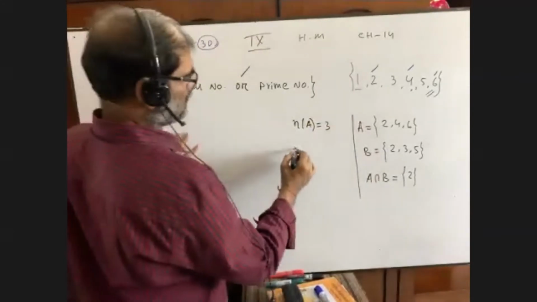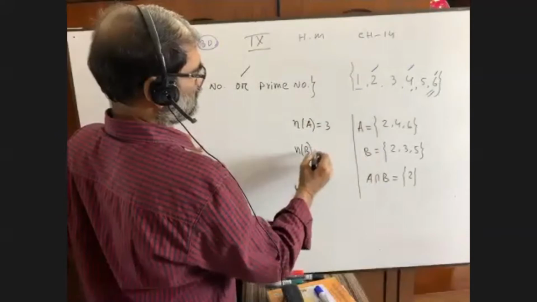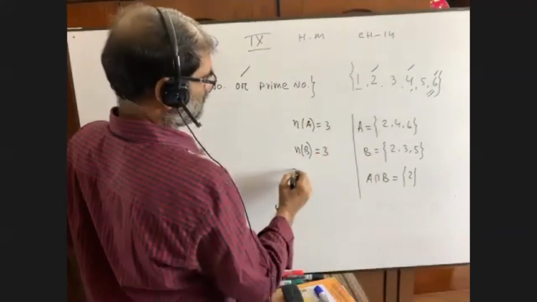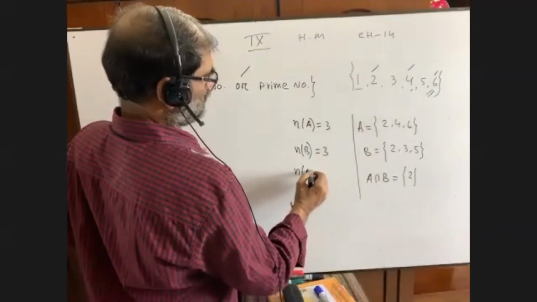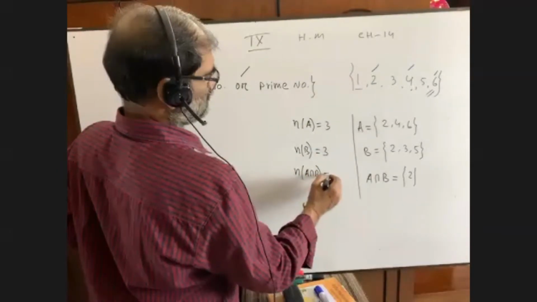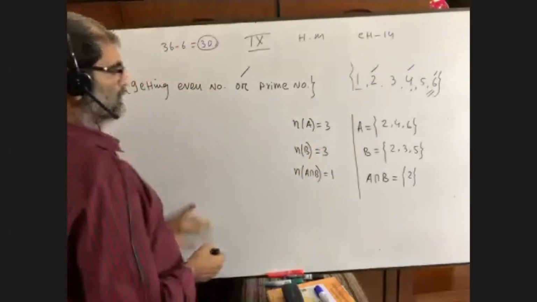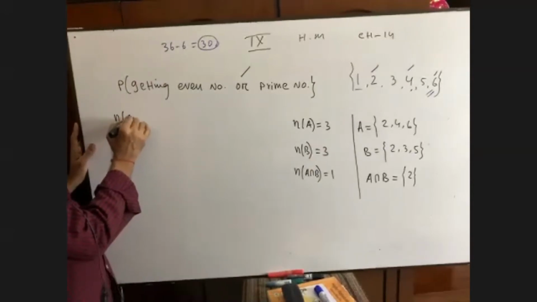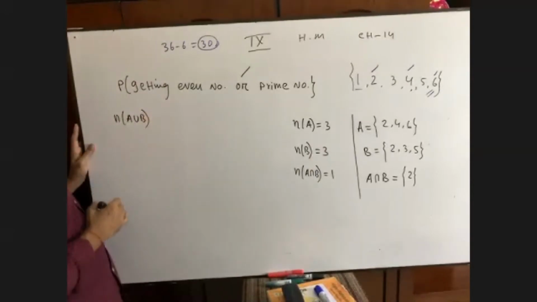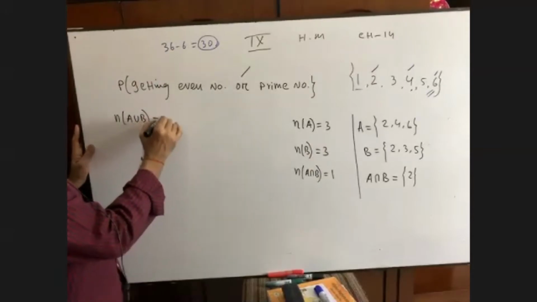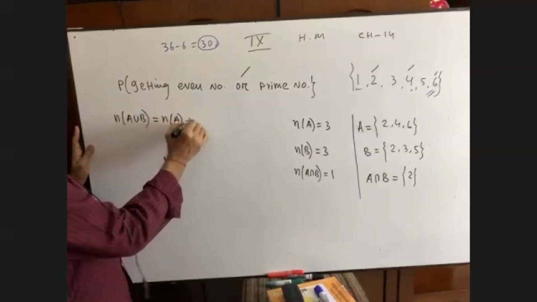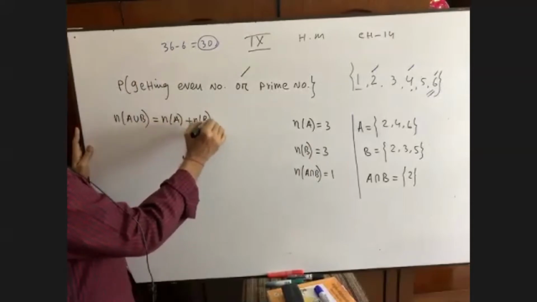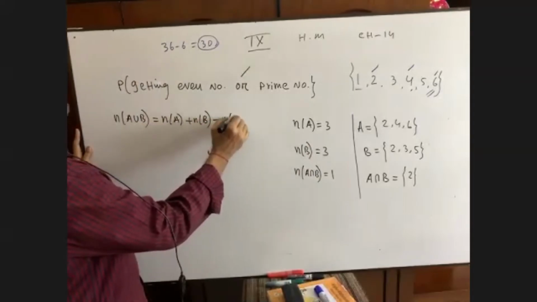What is the number of B? 3. What is the number of A intersection B? 1. Have we ever heard this question: N of A union B is equal to N of A plus N of B minus N of A intersection B? Have you heard it ever?